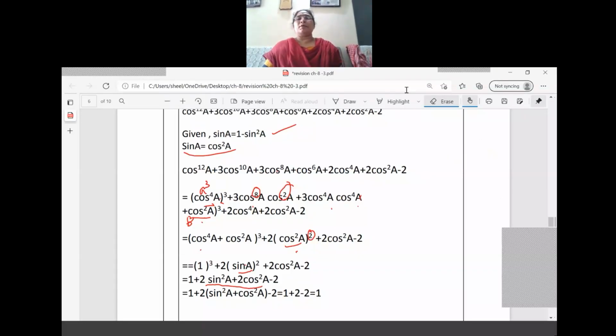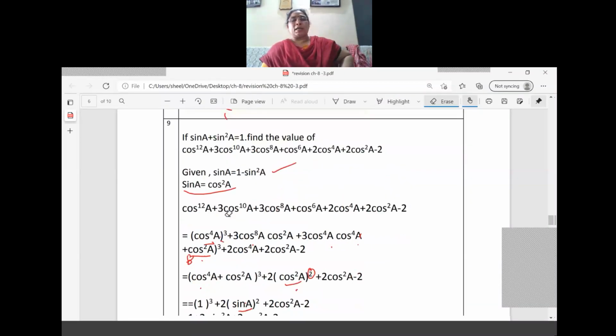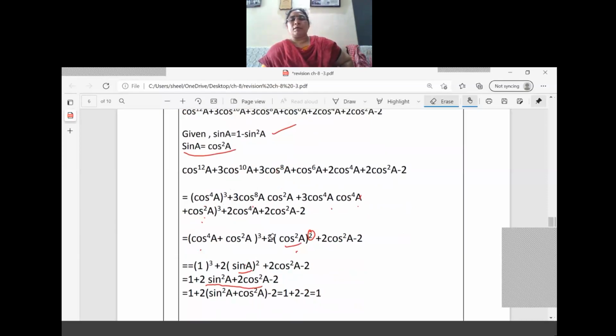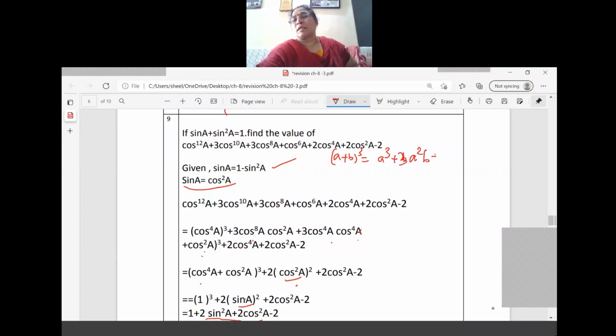So what is given in the question already? Already it is given that sine A plus sine square A equal to 1 only. From there, what are we writing? We are writing what is sine A. Sine A equal to cos square A. This is the first part. Now, what is the next part? We should decide what is A plus B whole cube. What is the formula we are writing? A cube plus B cube, no, sorry, 3A square B plus 3AB square plus B cube.